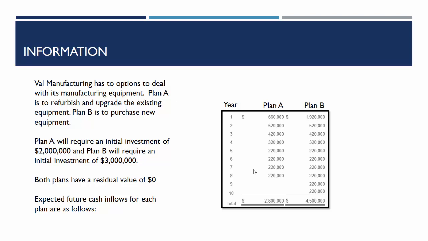Plan A in year 1 is going to bring in inflows of $660,000, decreasing down to $520,000 in year 2, down to $420,000 in year 3, down to $320,000 in year 4, and then at $220,000 for the rest of Plan A's 8-year life. Plan B has a 10-year life, and as you can see in the table, the cash inflows are going to reduce each year until they become consistent at $220,000 in years 5 through 10 of Plan B's life. In total, Plan A is going to bring in $2.8 million in cash inflows, and Plan B is going to bring in $4.5 million.